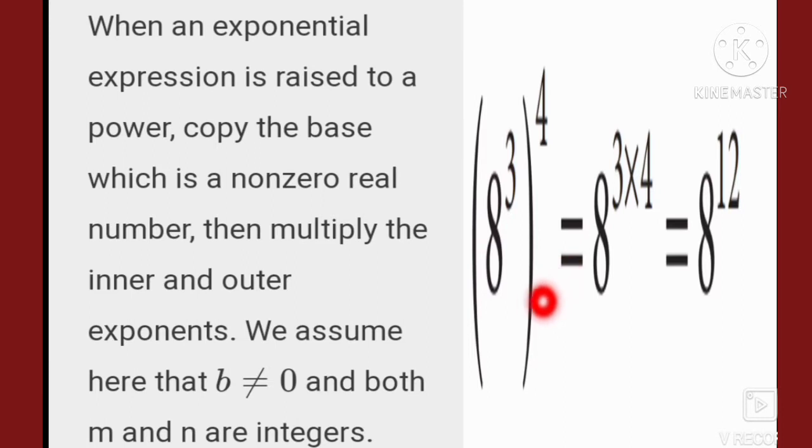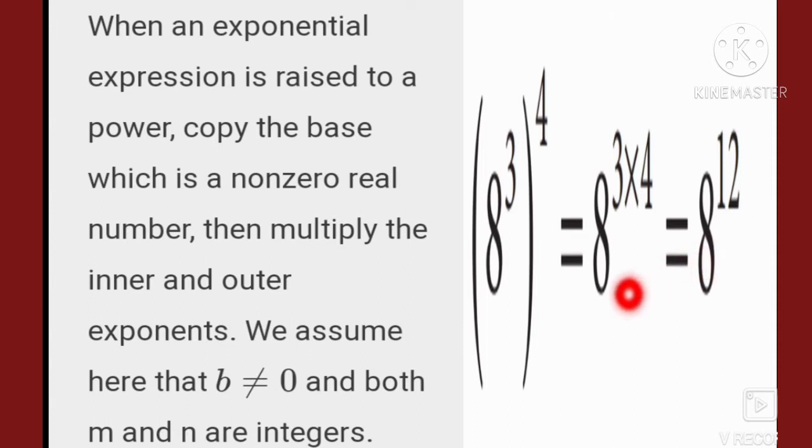So in the power of an exponential expression, we have to copy the base as it is, write down the base, and in the exponent we have to multiply the inner and outer exponent. So here the inner exponent is 3 and the outer exponent is 4. When we multiply 3 and 4 we get 12. So 8 to the power 12.